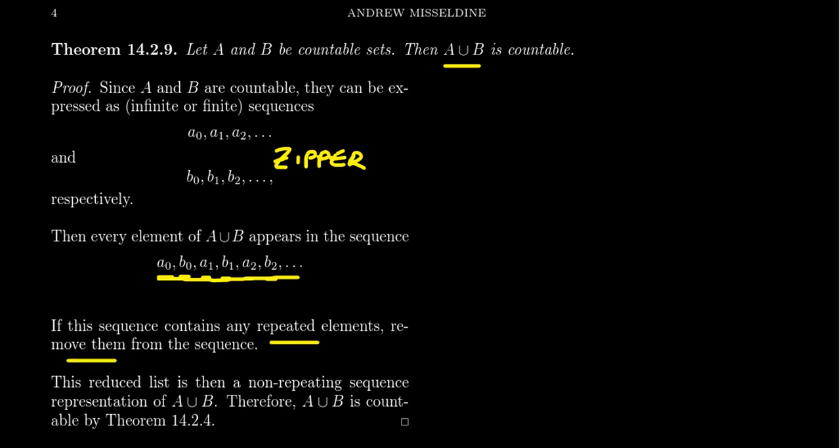So we have this sequence. If there are any repetitions, like A0 is equal to B2, just remove B2 from the list. We will then get a non-repeating sequence of elements, and every element of A union B will be in this list, because if it was in A, it showed up here, thus it'll show up there. If it was in B, it'll show up here, and thus will also show up there. As such, every element of A or B will show up eventually, and so we've constructed a non-repeating sequence of elements from A union B. Therefore, A union B is a countable set.